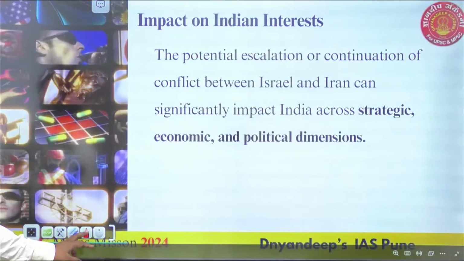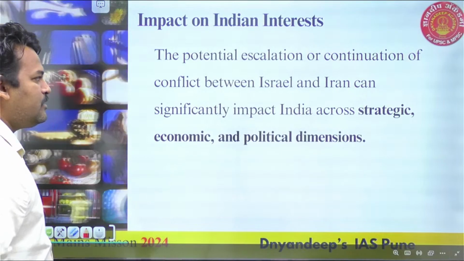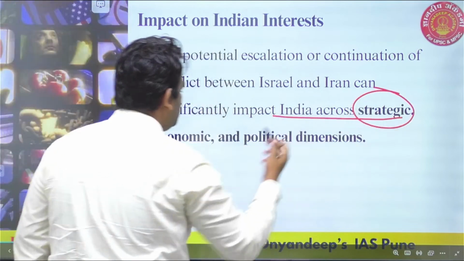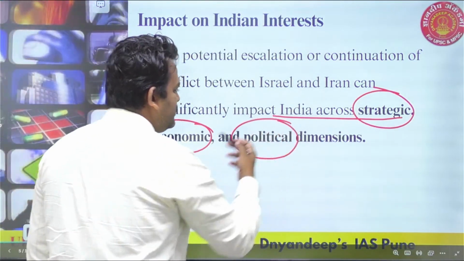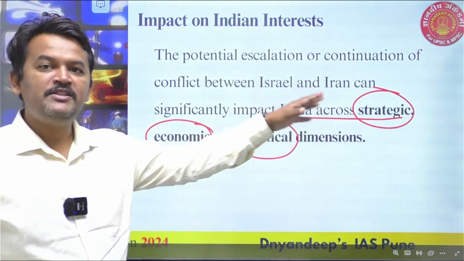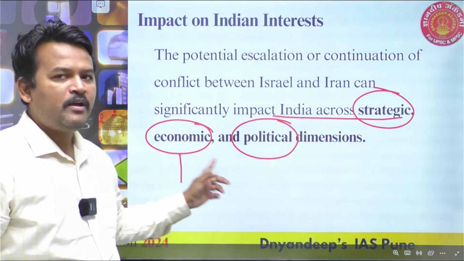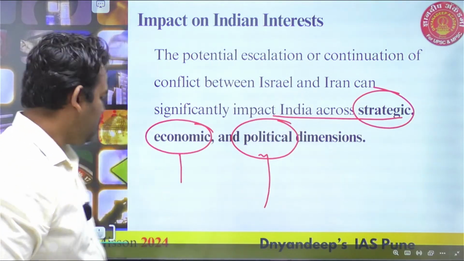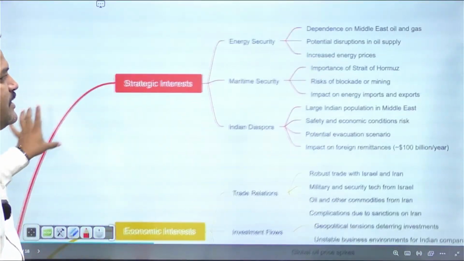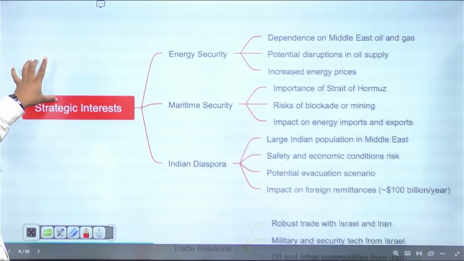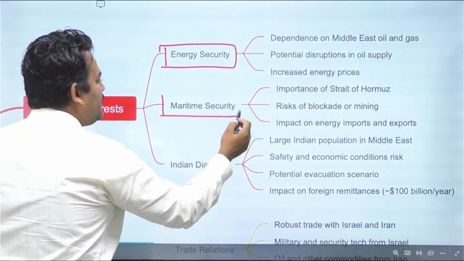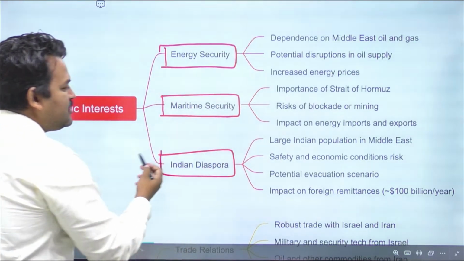So the potential escalation or continuation of conflict between Israel and Iran can significantly impact India across strategic, economic, and political dimensions. So we are going through these three dimensions: how it will impact India strategically, economically, as well as politically. First, let's focus on a mind map of strategic interest. There are three strategic interests that will get impacted. First thing is energy security. Second thing, maritime security. And third thing, Indian diaspora.